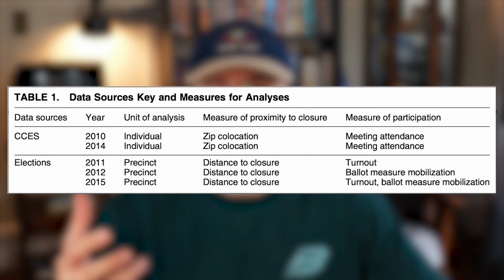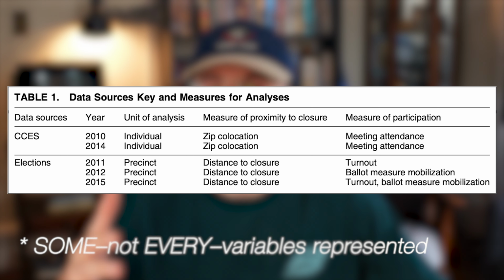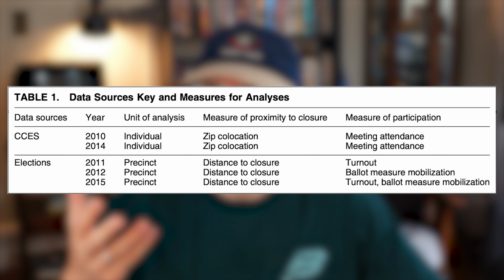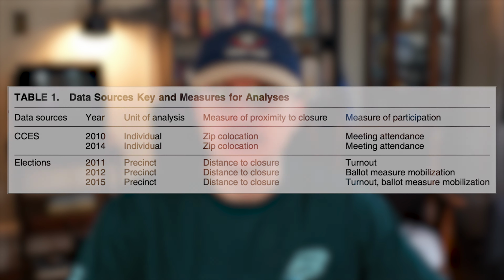Table 1 of the sample paper is a cheat sheet of every data set and variable used in the article. Many papers have tables like this, but not all. Let's pause here and translate some common jargon you might come across.